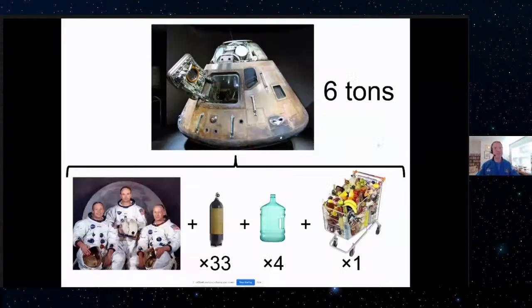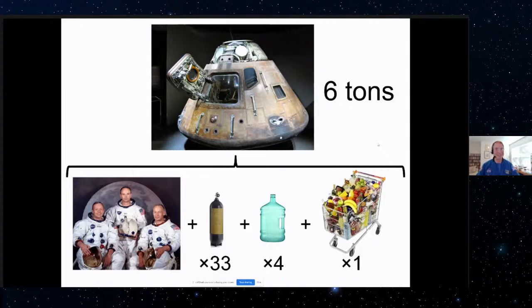Now, for a trip to the moon, that little tiny cone is not a bad thing. It weighed about 6 tons, and into that we were able to pack our 3 intrepid explorers. During a 1-week trip to the moon and back, they would breathe up about 33 scuba cylinders worth of oxygen. We actually carried the oxygen in liquid form in the service module. We didn't actually carry 33 scuba bottles.